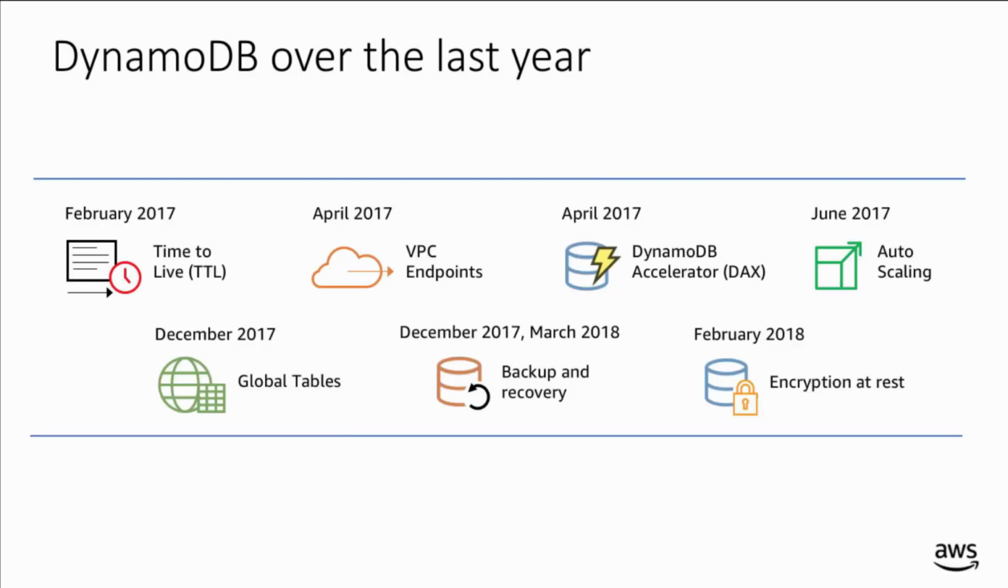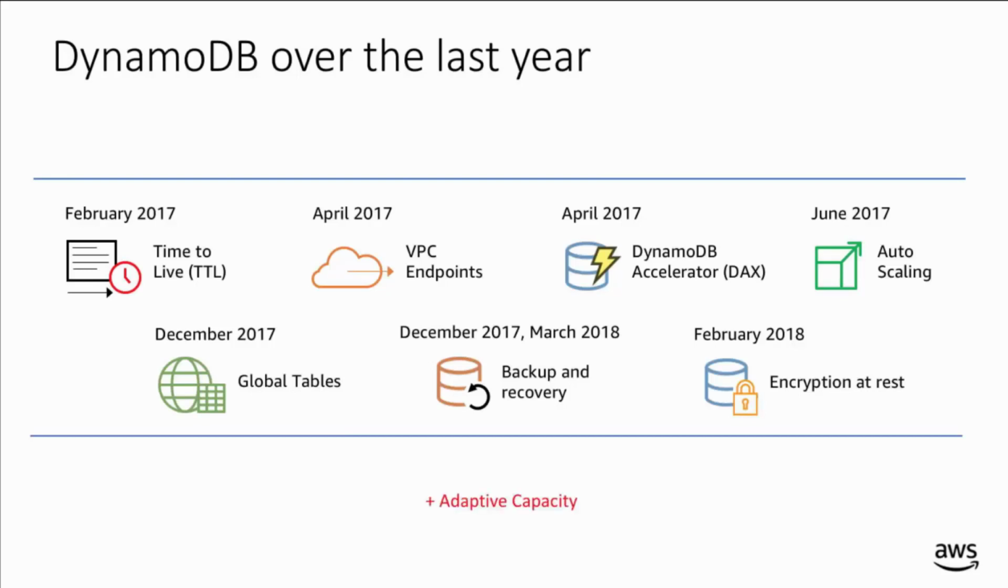Auto-scaling ensures that you have the capacity when you need it, while saving on cost by reducing it when it's not needed. Global Tables is another one of the key features that allows you to replicate your data between different regions seamlessly using built-in support for replication that Global Tables provides. Backup and recovery. In December, the service released on-demand backup, and in March this year released point-in-time recovery, or what we also know as continuous backup feature. And also this year, encryption at rest has been added as well.